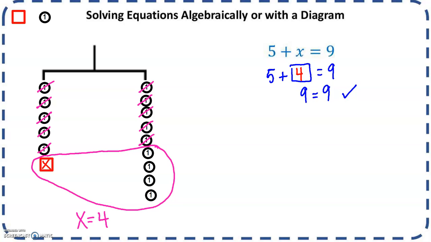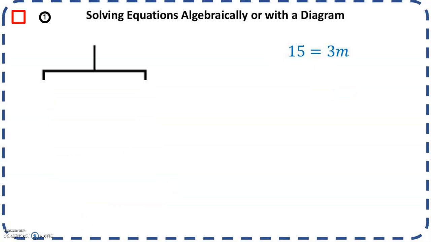Let's go ahead and try another one. In this equation, we have a different mathematical operation. It says 15 equals 3m. When there is no operation symbol, no addition, subtraction, multiplication, or division symbol shown, and the coefficient and the variable are squished together, I know that that actually means multiplication. So I always put a little dot there to remind me that that is multiplication.